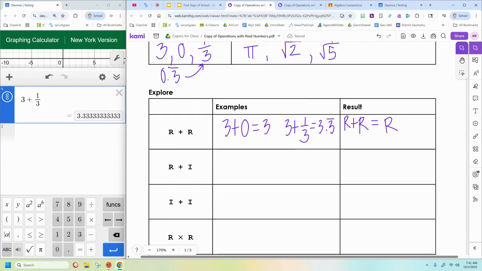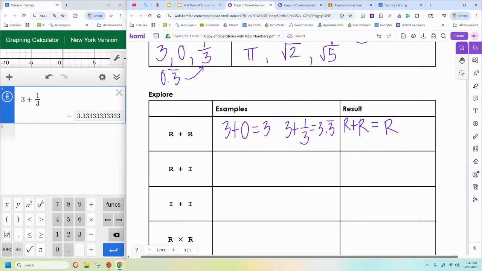Okay, so now we're going to try our next one. We have to do a rational plus an irrational. All right, let's do 3 plus the square root of 2. You're going to write that down, and then I want you to type it in your Desmos calculator and see what you get, if you want to do some different work.